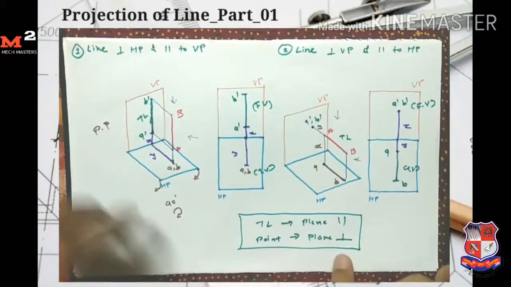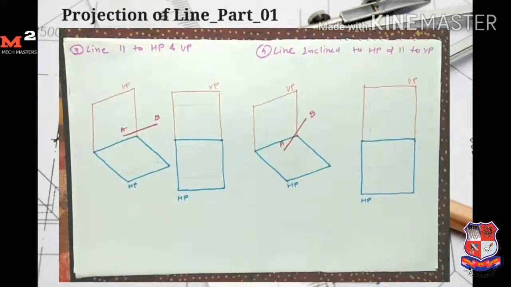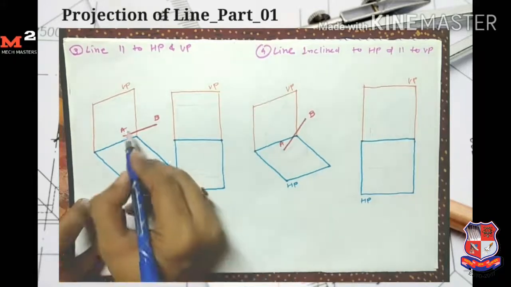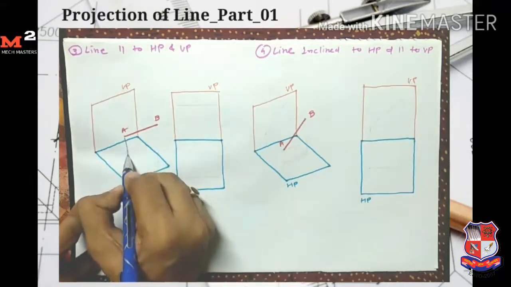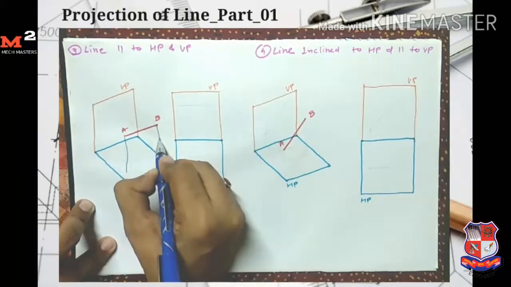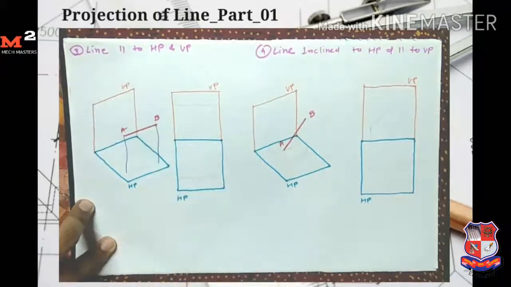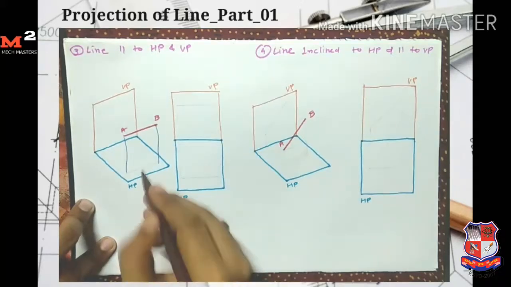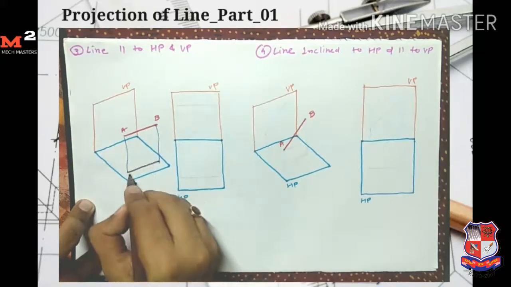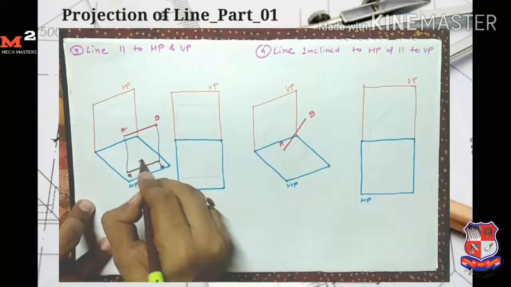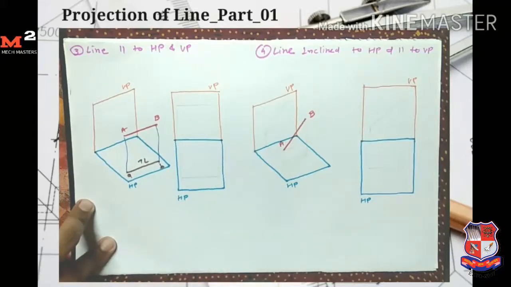Okay, let's see another case. The third case is the line is parallel to both HP and VP. So we get the true length on HP as well as VP, because the line is parallel to HP as well as VP. Here I just take the projection on the horizontal plane to get its top view. So here I get its top view and give the name AB. This is the true length because the line is parallel to HP.